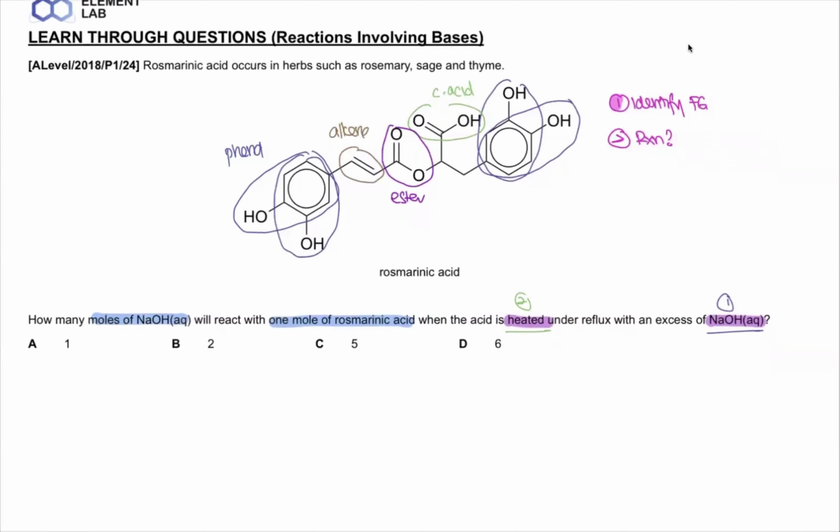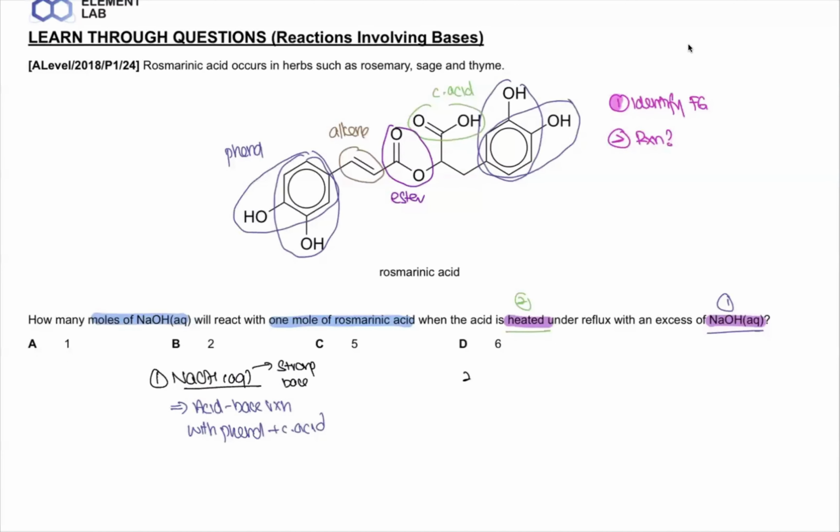Now, let's say we consider just NaOH alone without the heating. What possible reactions can happen is that firstly, there could be an acid-base reaction with the phenol and carboxylic acid. Take note, alcohols are not generally acidic enough to react with NaOH. They cannot react with a strong base like NaOH.